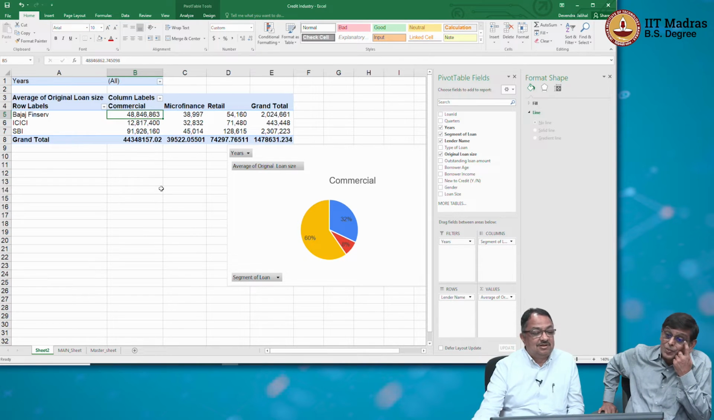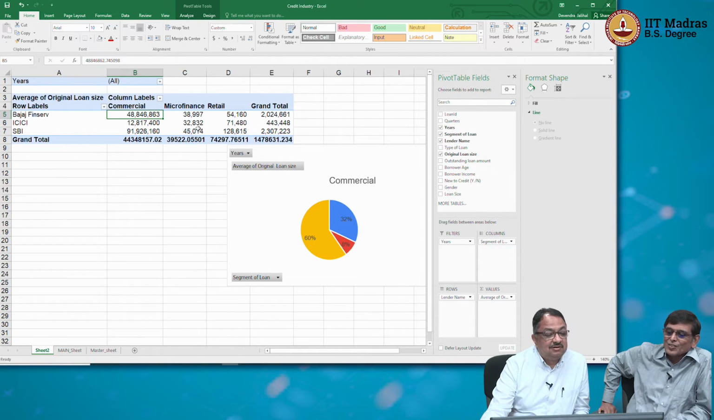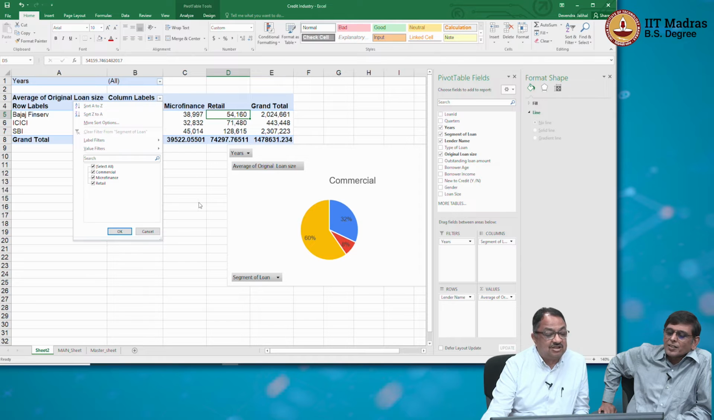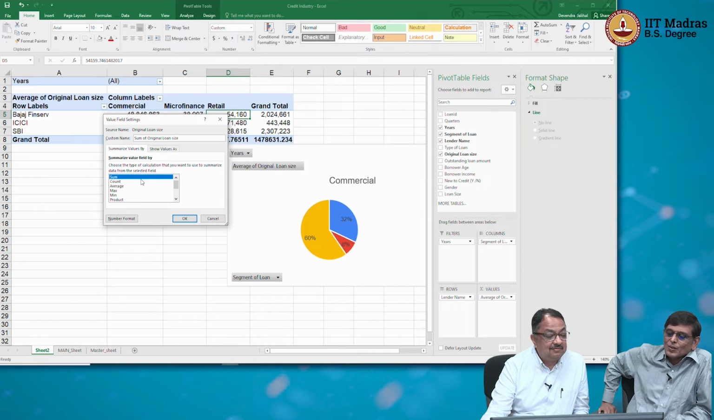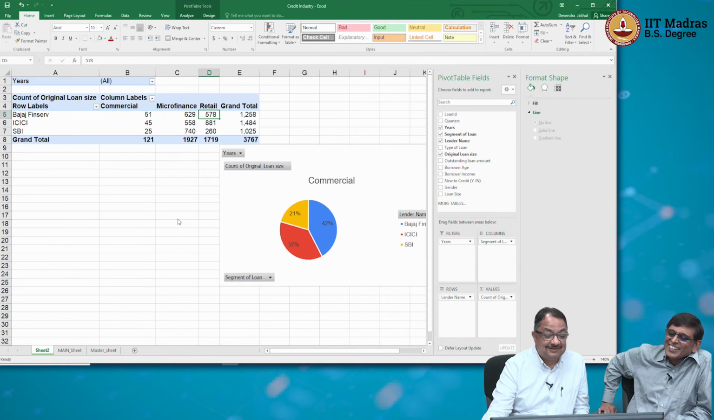SBI coming on top. Just we do retail loans. This is average. Just put count rather than average first, then we'll do value. See, look at the number of analyses you are able to do so fast. Count. Okay, I did count.